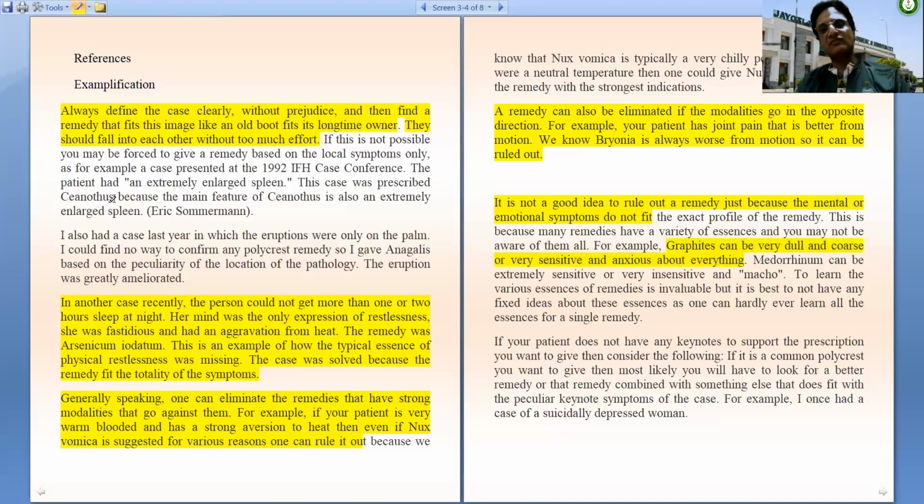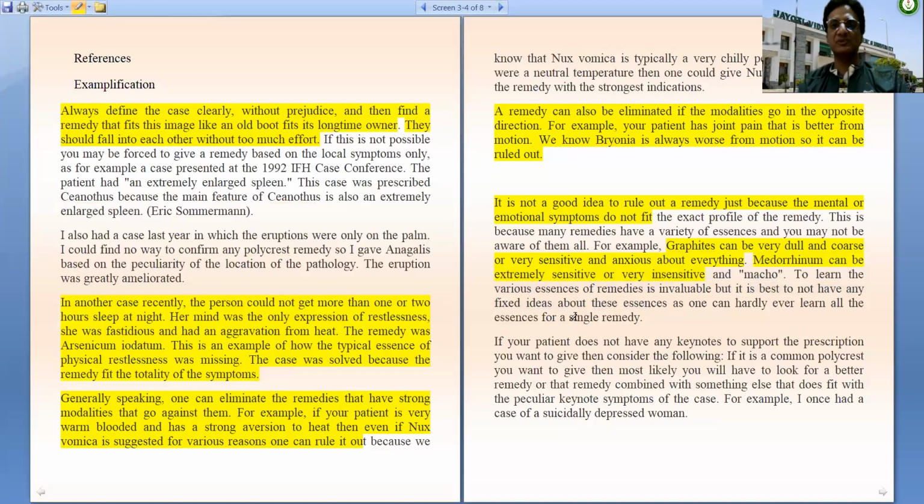The problem arises when we base our prescription only on emotional or mental symptoms, because you will see that most of the medicines have bipolarity. Even Graphites, which is nervous, most of the time becomes dull and coarse. Same with Medorrhinum, it can be extremely sensitive or sometimes very insensitive. So you cannot base it only on the emotional symptoms.